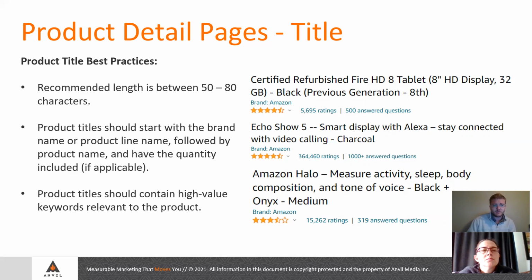Product title should start with the brand name or product line name, like I said, then typically followed by the product name and, if applicable, the quantity included. This will more likely come into play if you're selling a pack or a multi-pack of something, or if there's other listings of that product or similar products on Amazon that are selling multi-packs.